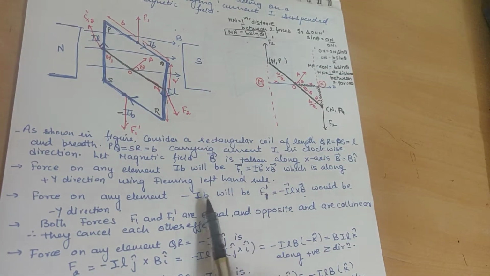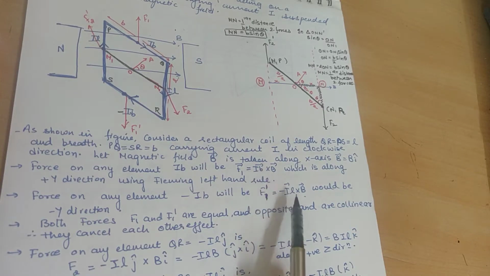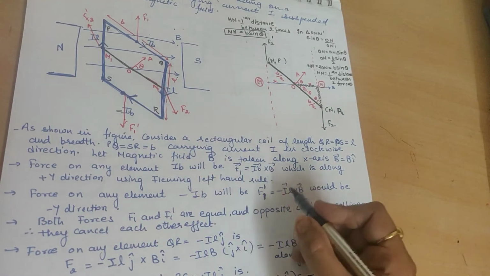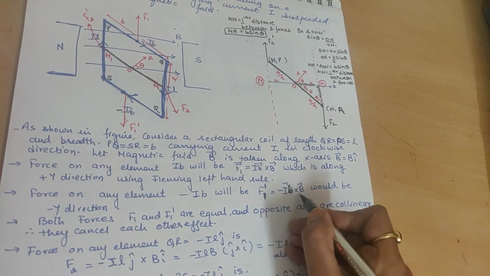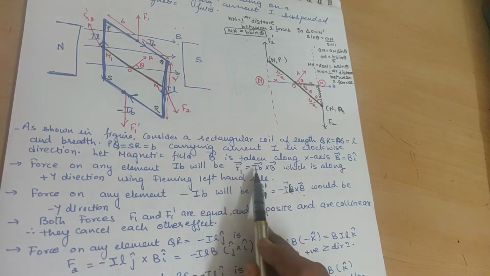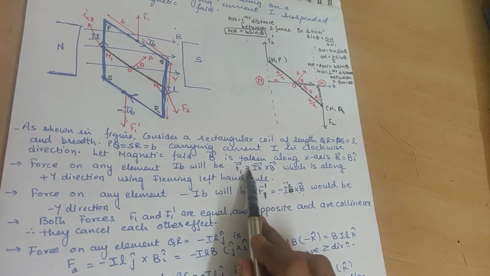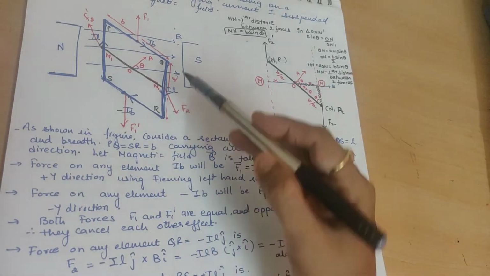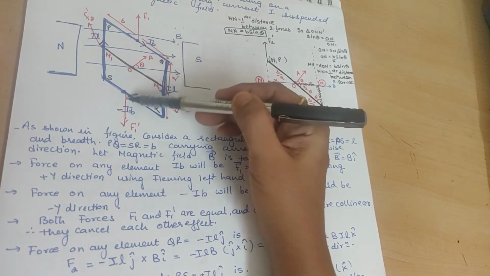Fine, you can see that this is plus IB cross B and this is minus IL cross B. Both have the same magnitude, directions are opposite but with different lines of action. This is IB cross B minus IB cross B, because this length is P. So you can see that both have the same magnitude, directions are opposite, this is positive, this is negative, with the same line of action. You can say both are collinear, so they cancel each other's effect.